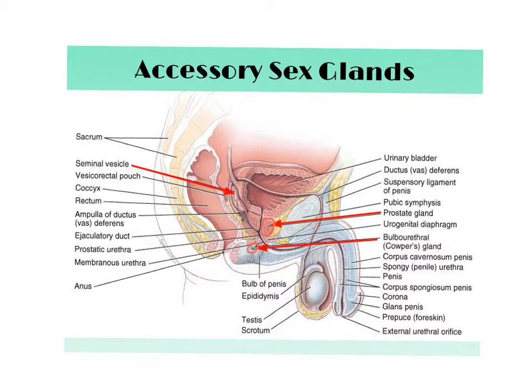Remember, it's going to start in the seminiferous tubules in the testes. It'll then go through the epididymis. It'll then go through the vas deferens. It'll then reach the ejaculatory duct, and then finally out and through the urethra. So that's the path that it's going to take the sperm through the male anatomy.